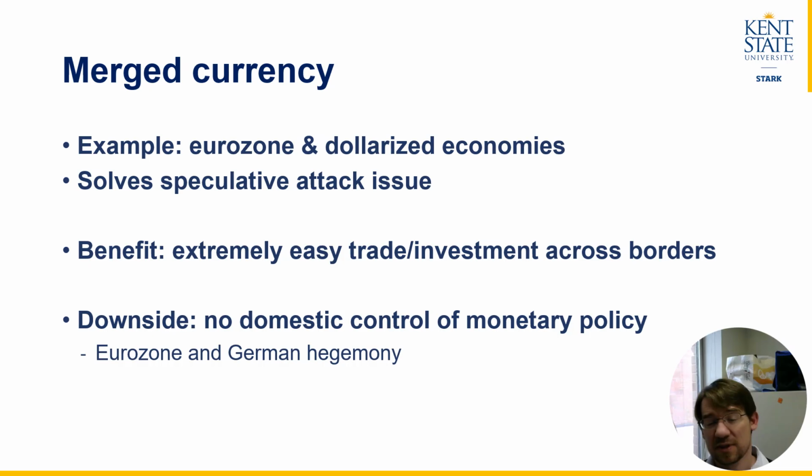Now, one thing this would do is it solves speculative attacks. If we're all using the same currency, there's no way you can use speculative attacks. Another benefit is that more than any other option, this makes it easy for us to trade, easy for us to invest across borders. After all, we are using exactly the same currency, so there really isn't any barrier. So I'm not worried about my ability as an Ohioan to invest in New York City.